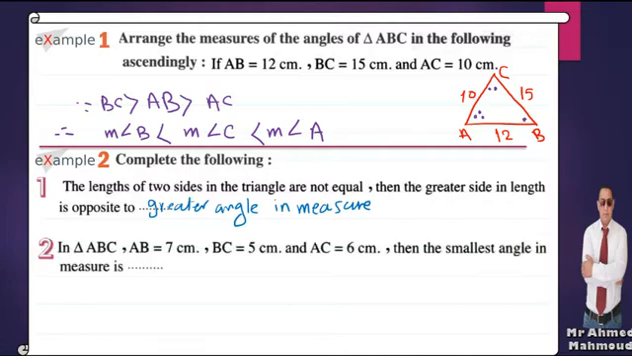Number 2, triangle ABC, 7, 5, and 6. Then the smallest angle is, first I'm going to draw the triangle like this, A, B, C. AB equal 7, BC equal 5, AC equal 6. The smallest angle is opposite to the smallest side, 5, then angle A is the smallest.